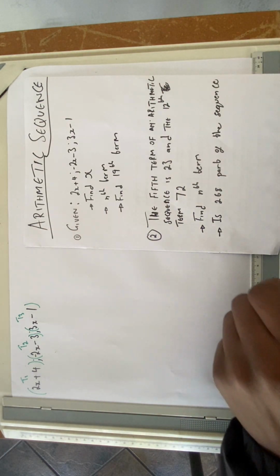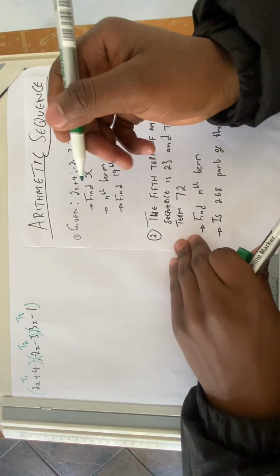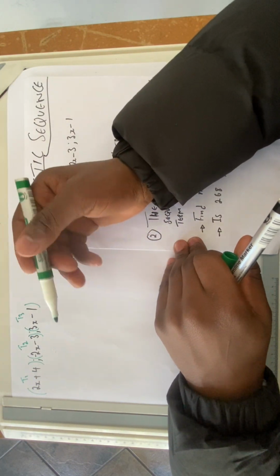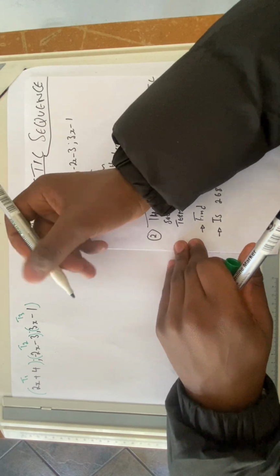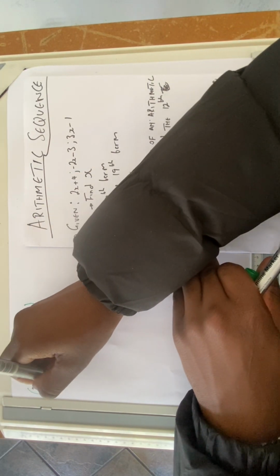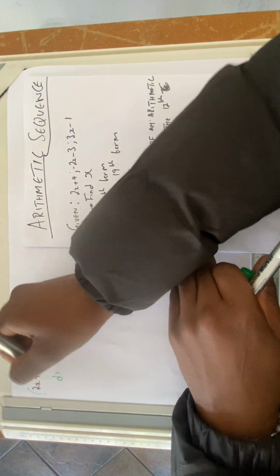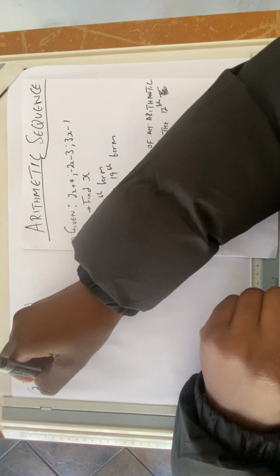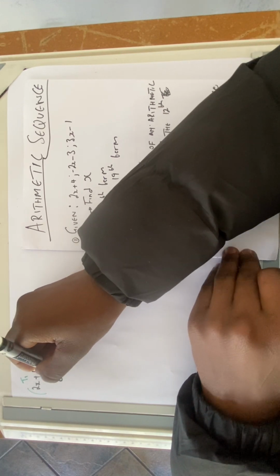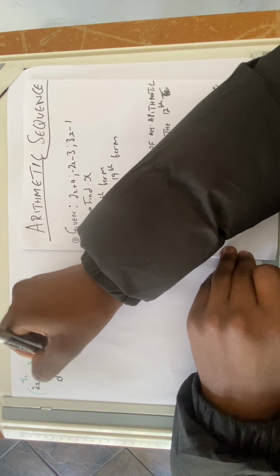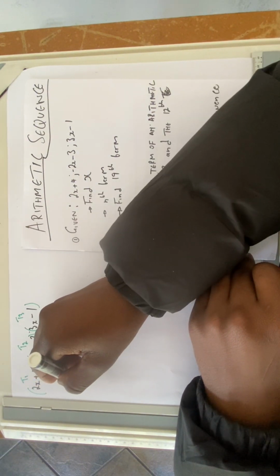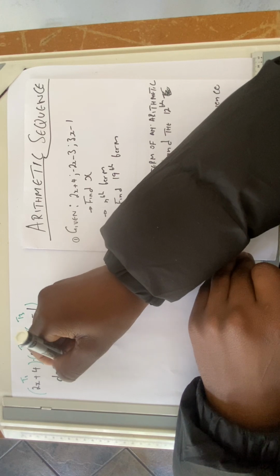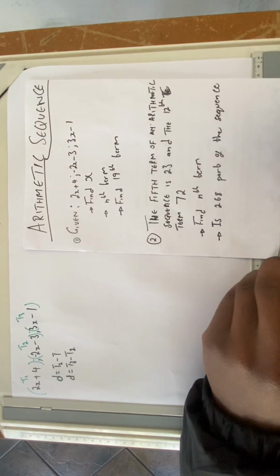Now that we are done with that, we know that this is what? This is an arithmetic sequence. That means it has what? Yes, a common difference. So since it has a common difference, you can find your common difference using this. You could either say D is equal to term number 2 subtract term number 1. Or you could also say D is going to be term number 3 subtract term number 2.